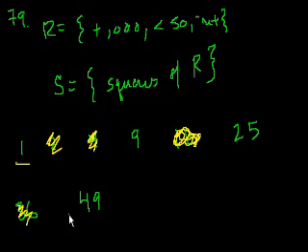So 1 counts. 9 is 3 squared. 9 itself is a positive odd integer less than 50. And it's also the square of 3, which is another positive odd integer less than 50. So 9 counts. 25, same logic. It's a positive odd integer less than 50. It's the square of 5, which is the same. And then 49, same thing. Square of 7, both 49 and 7 are positive odd integers less than 50. So I found 4. So that's C.